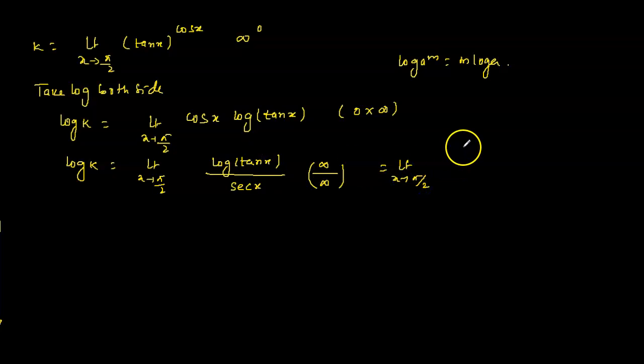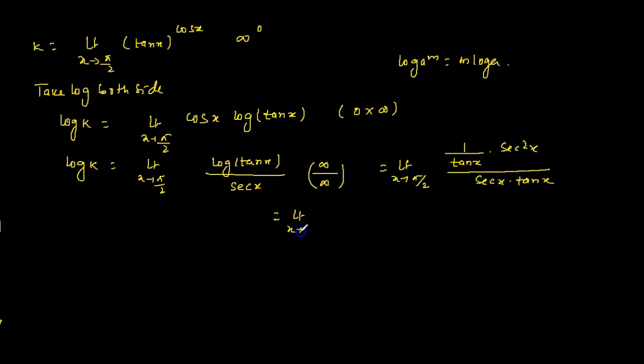Log differentiation, log of tan differentiation is 1 by tan of x, plus tan of x differentiation is secant square of x, divided by sec differentiation, which is secant of x into tan of x. Okay. Getting? Yes. So now we have to simplify.